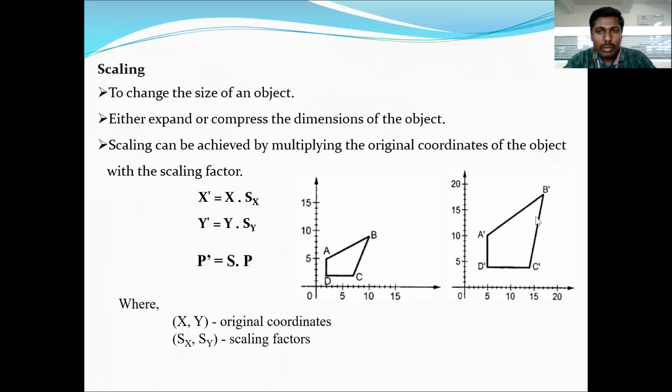Whatever dimensions we are giving, we can also compress or expand. In scaling, how can this be achieved? Scaling can be achieved by multiplying the original coordinates of the object with the scaling factor. It is similar to translation, where we add the translation distances to the original coordinates. Here, instead of adding, we use multiplication.